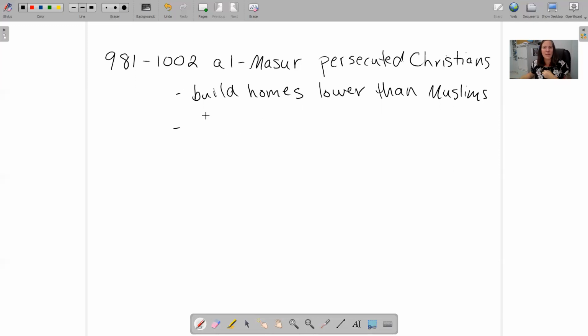You know how Christians always like to wear crosses around their necks? They weren't allowed to do that, nor were they allowed to carry Bibles with them. Christians like to carry Bibles and wear crosses around their neck. Let me tell you why. Because he was afraid it might offend Muslims. Just a Christian wearing a cross around their neck might offend a Muslim. So they weren't allowed to do it. Not allowed to wear, I'm just going to draw a cross, wear cross or carry Bible.